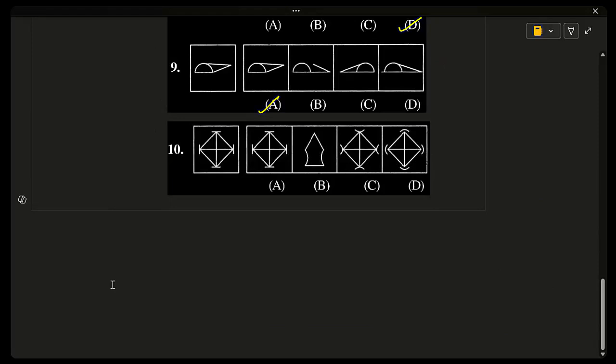Yes, this one. Clearly we can see option A is the similar one. So I think this part is very simple and you would have no doubts, but still doubts are there.